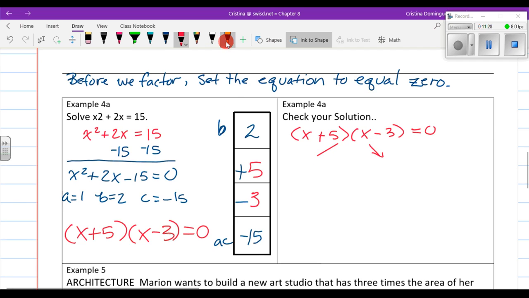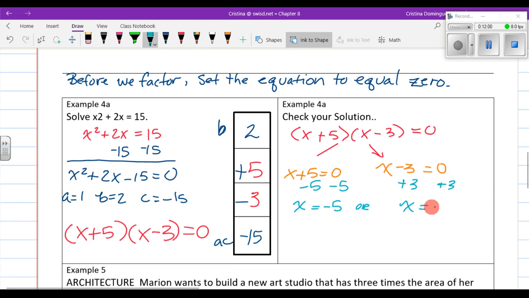The first problem here, x plus 5 equals 0. The second problem is x minus 3 equals 0, because again, if I can make the whole parenthesis 0, it doesn't even matter what the other one is. The whole thing will be true. So I'm going to move my 5, subtract 5, subtract 5. X is equal to negative 5, and plus 3, plus 3, x is equal to 3.